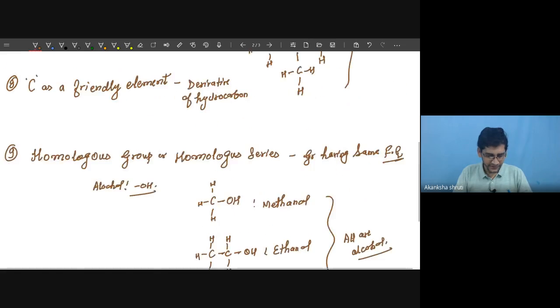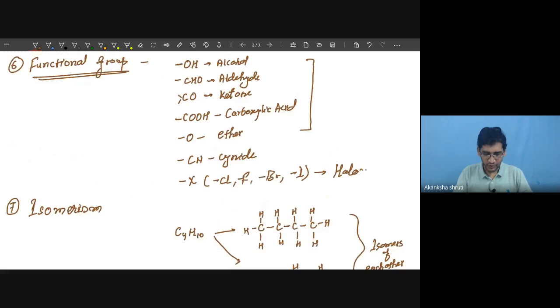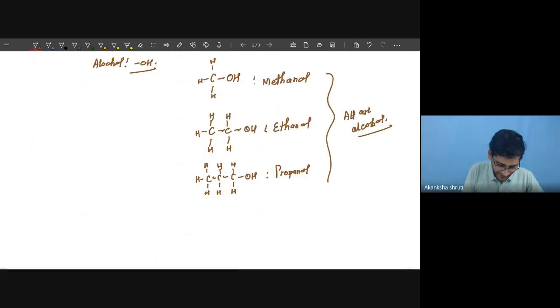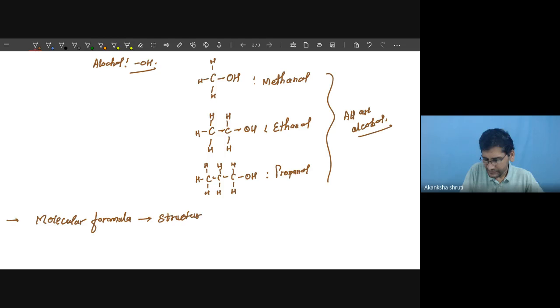While discussing these properties, in between, I will explain 2 important things. One is drawing the structure: what is the molecular formula, and if it is given, then how to draw its structure. So molecular formula formation and their structure have to be drawn. This is another important thing that we will learn in between.